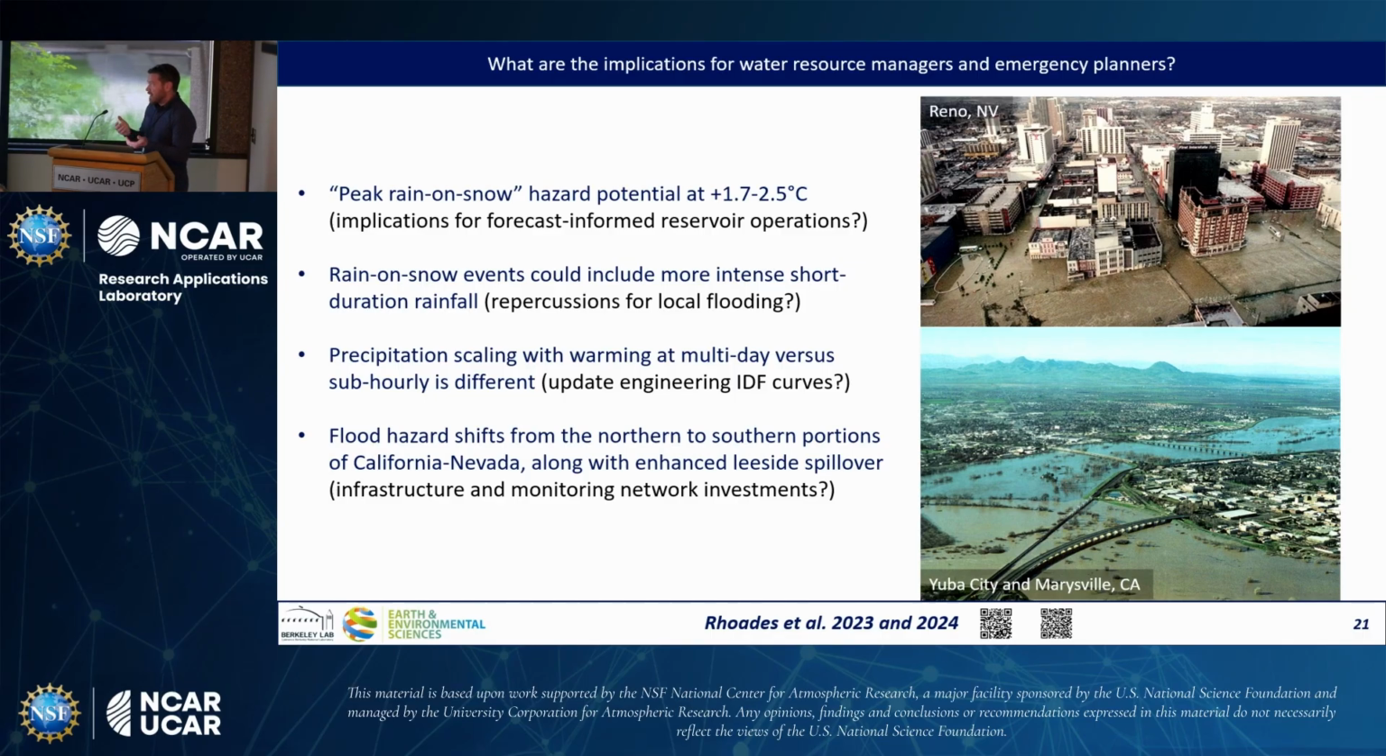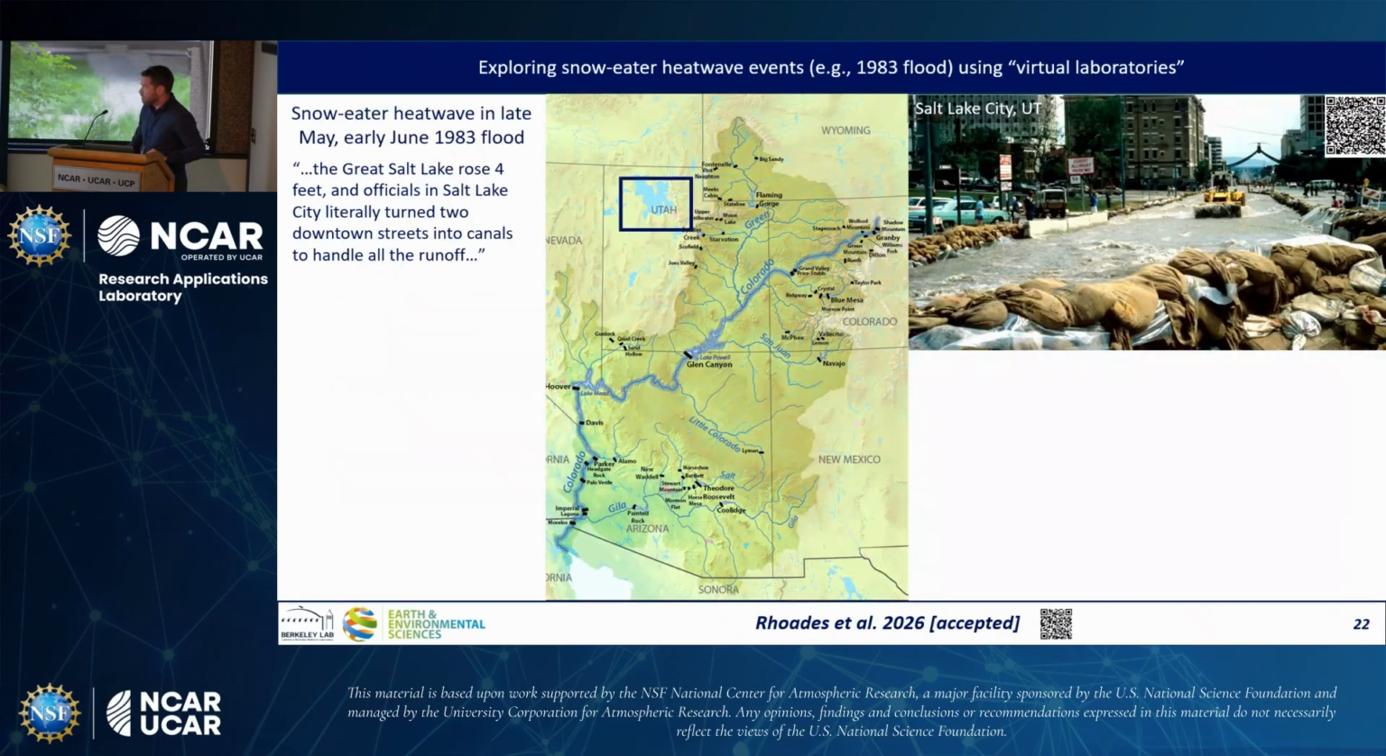And then flood hazard seems to shift from the northern Sierra to southern parts of California and Nevada, with more enhanced lee-side spillover, which I didn't really talk about. So there might need to be more infrastructure investments in monitoring networks in these places because we don't quite have the standards that might be needed to combat a rain on snow event like this.